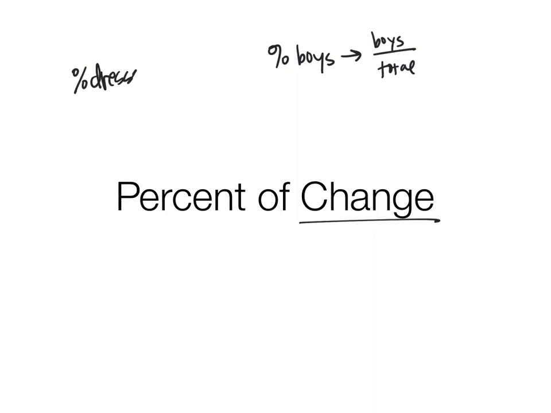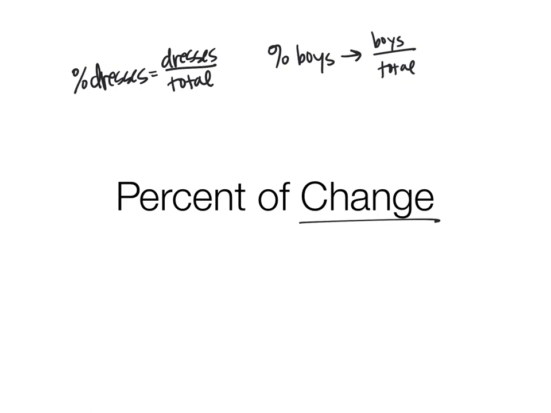In the same way that before we have been comparing one thing to another using percents and converting them to a ratio out of 100, we're now going to talk about percent of change. So when we compare the percent of the class that is boys, then we compare the boys to the total. If we're trying to figure out what percent of my wardrobe is dresses, then we would compare the dresses to the total amount of clothing in my closet.